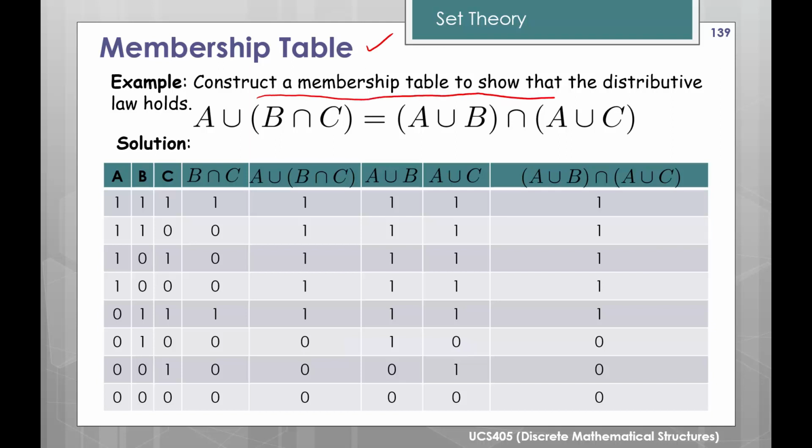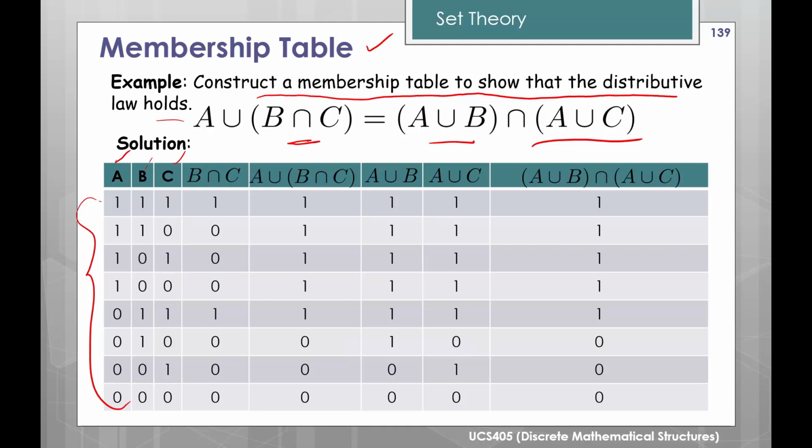Construct a membership table to show that the distributive law holds. What is the distributive law? A union (B intersection C) is equal to (A union B) intersection (A union C). It has three variables. For three variables, how many combinations of the truth table are there? Eight combinations. So these are the eight combinations.